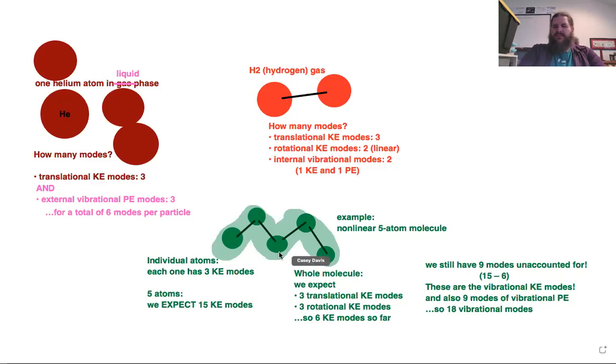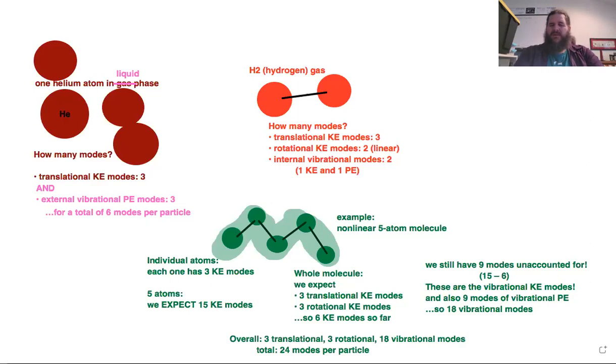So I think that should do it. This molecule is going to have 6 kinetic energy modes, specifically 3 translational and 3 rotational, plus 18 vibrational modes. 3 translational modes, 3 rotational modes, and 18 vibrational modes. Or in total, 3 plus 3 plus 18 would be 24. So each one of these molecules would have 24 modes. Any questions on that so far?